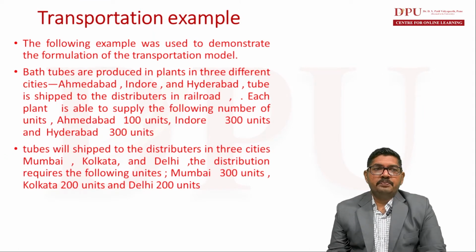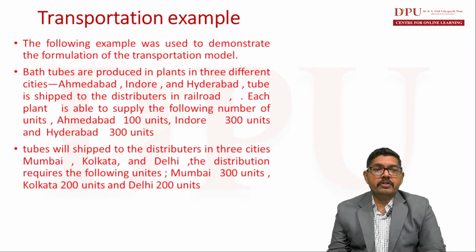Transportation example. The following example is used to demonstrate the formulation of a transportation problem. Bath tubs are produced in plants in three different cities: Ahmedabad, Indore, and Hyderabad, and the tubs are shipped to distributors by railroad. Each plant is able to supply the following number of units: Ahmedabad 100 units, Indore 300 units, and Hyderabad 300 units. These are the capacities of the three different production plants.